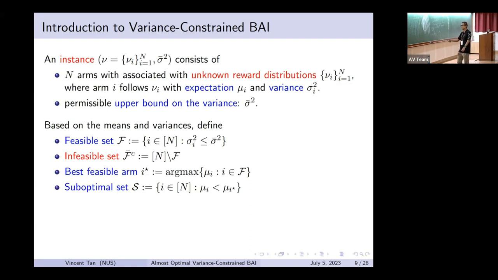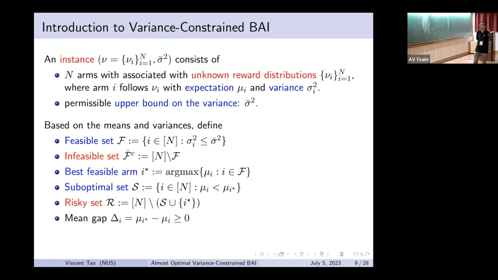The suboptimal set is a set of all possible distributions whose means are less than that of the best feasible arm. So the risky set, now things are getting a bit more complicated. The risky set are basically those arms that are not suboptimal and not feasible. So those arms may be risky to us.